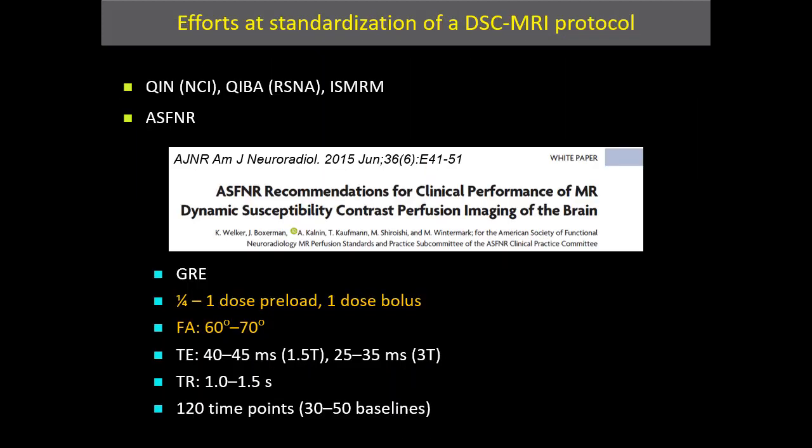Now, there have been multiple efforts at standardization of DSC protocols taken by different organizations, including the American Society of Functional Neuroradiology, which published a white paper based upon common clinical practice patterns. And this advocated the use of a 1/4 to full dose of preload, a full dose bolus, and a 60 to 70 degree flip angle.